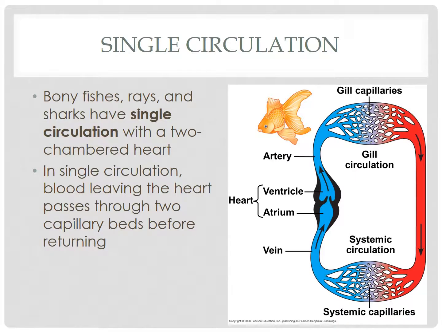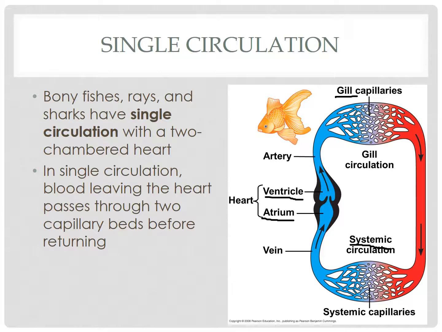So when we look here, we can see that there are different circulations that you could have. If we were talking about a single circulation, like what we see in the bony fish, the rays, and the sharks, they're going to have a two-chambered heart. One chamber is the atrium. This is where the blood will pool as it enters the heart. And then you'll have the ventricle, which is where the blood will get pumped out of the heart from. And there's only going to be two capillary beds. There's going to be the gills, where it's going to pick up the oxygen, and then the systemic, which is where the oxygen is going to get dropped off at the different body cells.